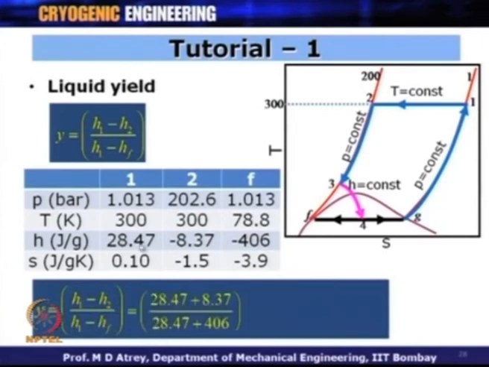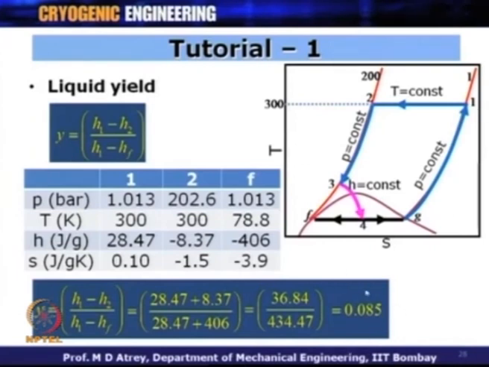y is equal to (H1 minus H2) upon (H1 minus HF). If I put these values, 28.47 minus of minus 8.37, so I will get plus 8.37 over here. Similarly, H1 minus HF, again minus of minus 406, which is going to be kept over here. If you solve this, what you get is 36.84 divided by 434.47, which is equal to 0.085. What does it mean? That y is equal to 0.085. What does it mean? That m dot f upon m dot is equal to 0.085, which also means that m dot f is only 8.5% of whatever m dot is compressed.